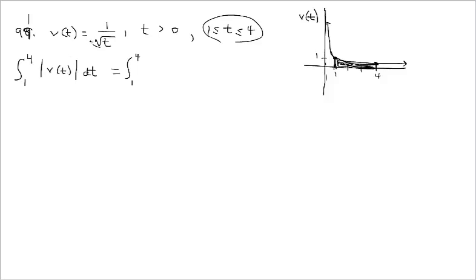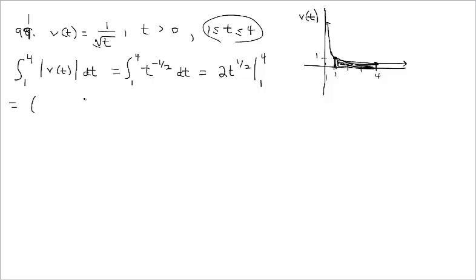I don't need it. I'm going to go ahead and insert the equation for velocity and rewrite it as t to the negative 1/2 dt. So this one's easy enough to calculate. We'll go ahead and finish this one. So let's find the antiderivative. Increase the exponent to a half, divide by half, but that's multiplying by 2. Evaluate from 1 to 4.